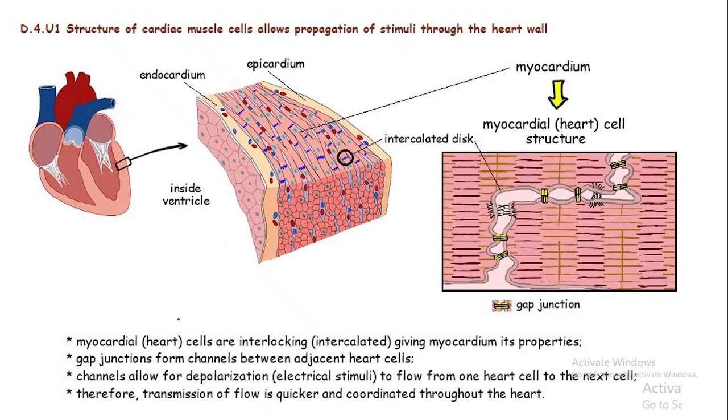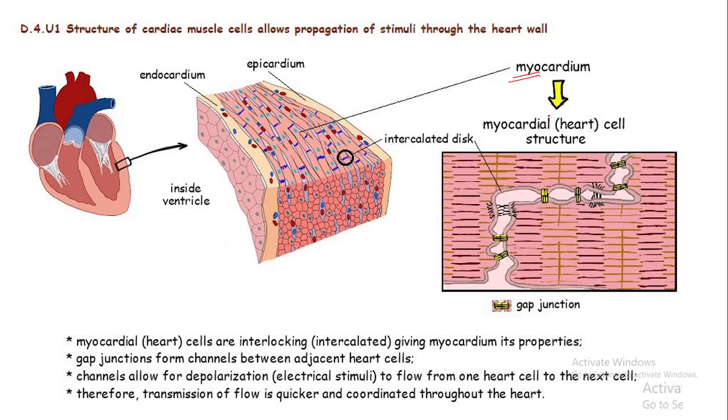Let's go ahead. Structure of the cardiac muscle cells. This allows propagation of stimuli through the heart wall. So how exactly does that happen? The structure of the wall, as I told you, a section of it is taken here. Look at this. The endocardium is the internal part of the heart. The epicardium is the outer part of the heart. These are the cardiac muscles, part of which is exhibited here. It's called the myocardium.